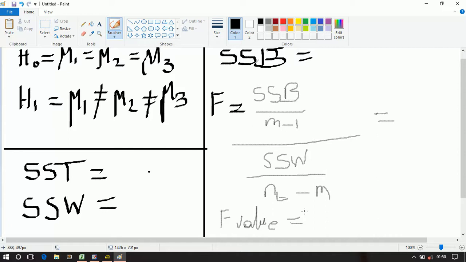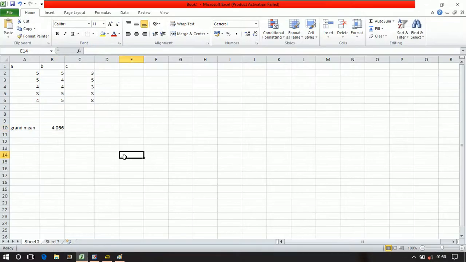Let's solve all the steps over here. I have a sample data in Excel and I will be using those values to calculate the ANOVA statistics, and let's compare them with the SAS output. Three categories of data: A, B and C, and the grand mean for all the values is 4.066.